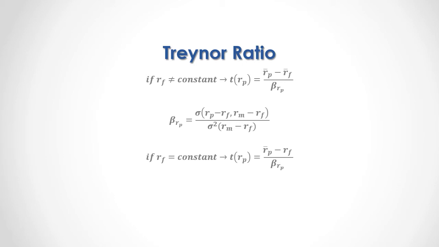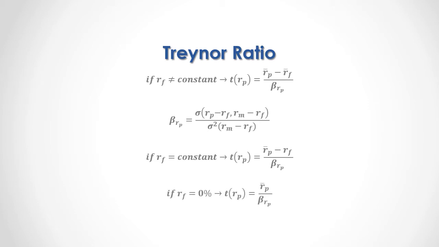On the other hand, if the risk-free rate of return is constant through time, then the portfolio returns Treynor ratio is equal to, and within the numerator we have the portfolio returns mean minus that constant risk-free rate of return, which is then divided by the portfolio market beta. For the calculation of this portfolio market beta, we use the same formula as in our previous slide.